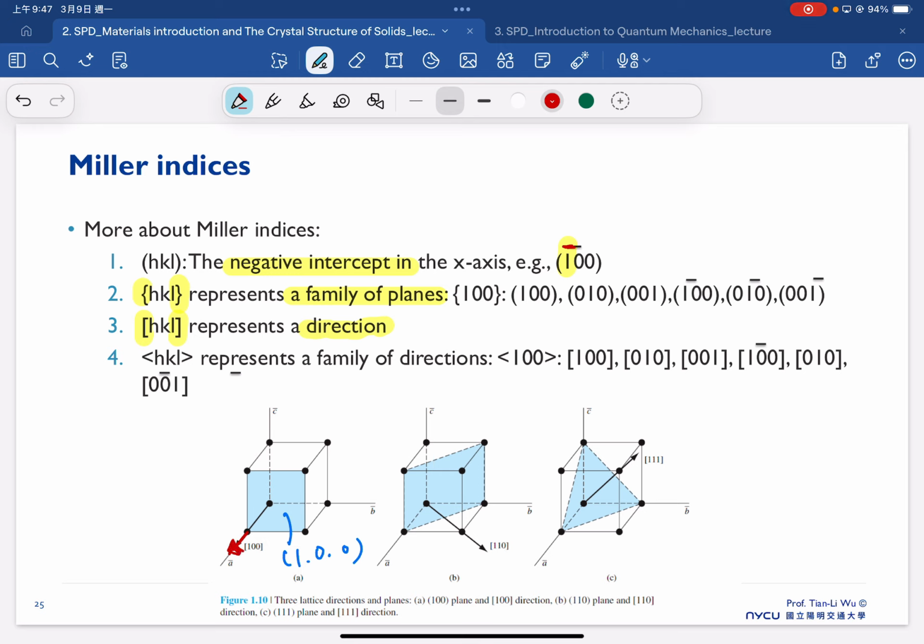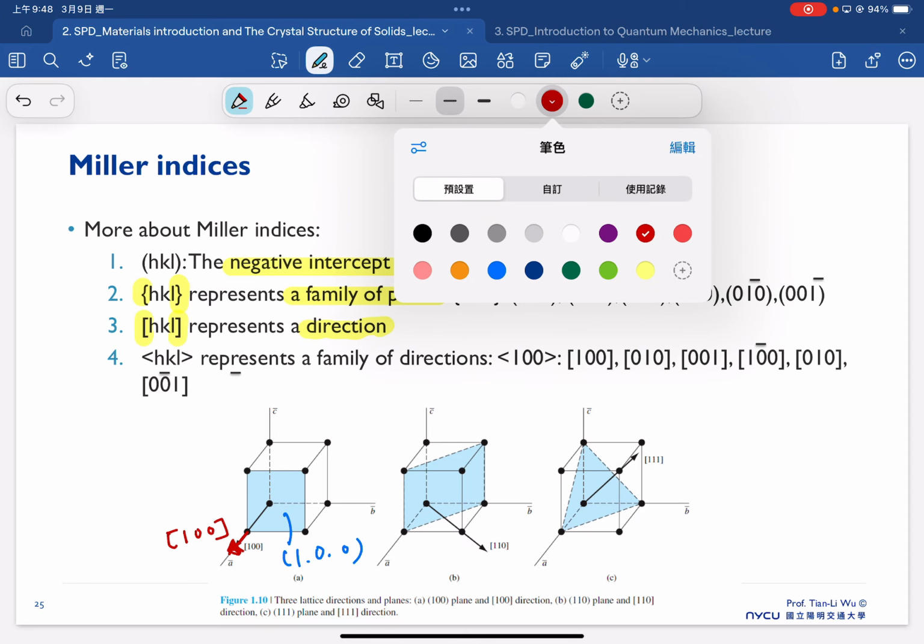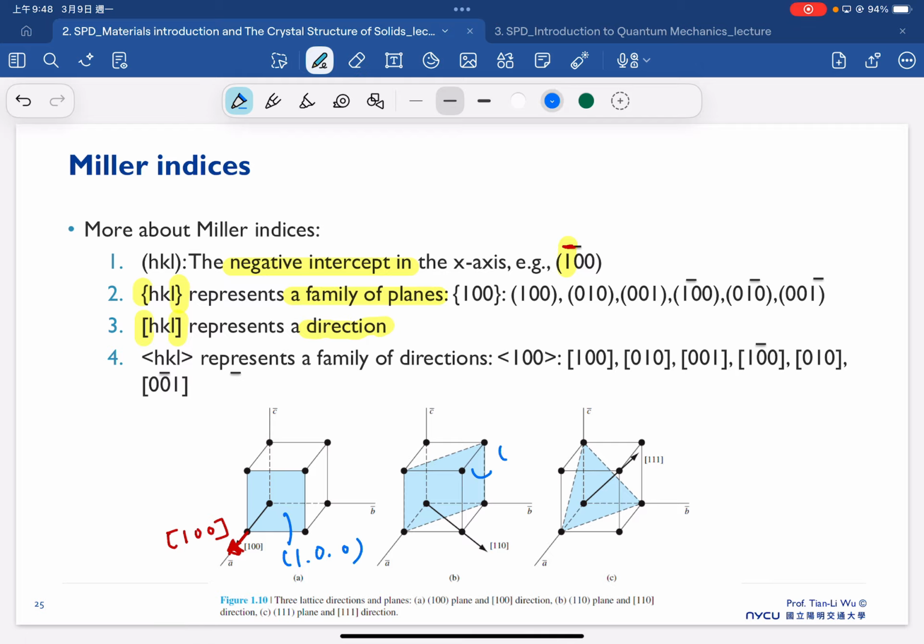So in this case, we have to denote it with this kind of bracket. That means the direction of this plane. And similarly, we can have this one as 1, 1, 0, and therefore we will have the direction of this plane. The direction of this plane can be 1, 1, 0, just a different kind of bracket.